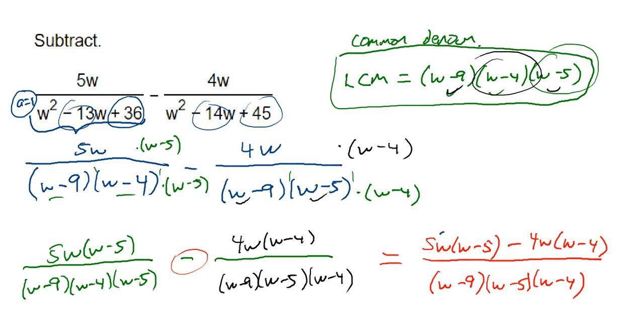So we'll distribute the 5w here, so we'll get 5w squared minus 25w. Here we're going to distribute the negative 4w, so we'll get minus 4w squared plus 16w, right? Because we're going to distribute the negative with the 4. Combine those together, and yeah, I don't know. I could try to squeeze it down here, or I could maybe just put it up here.